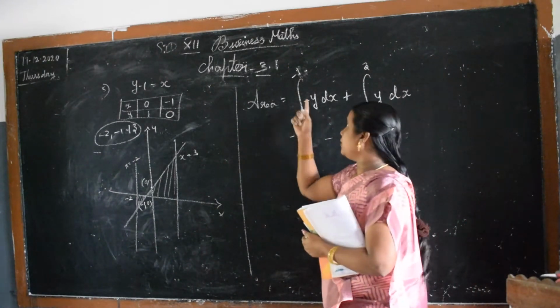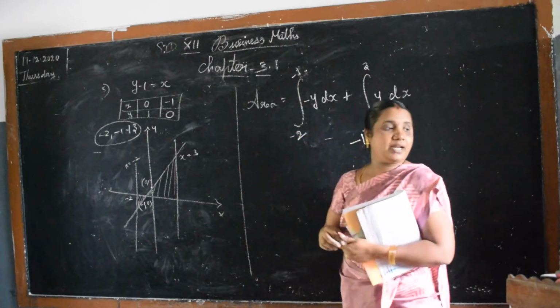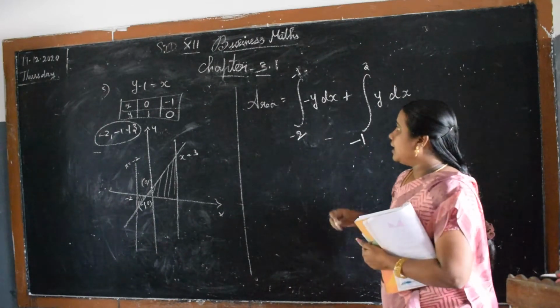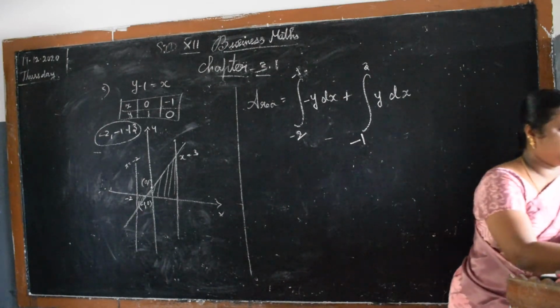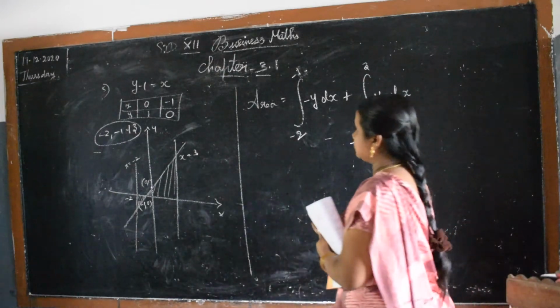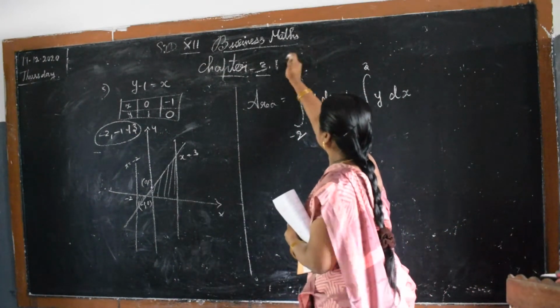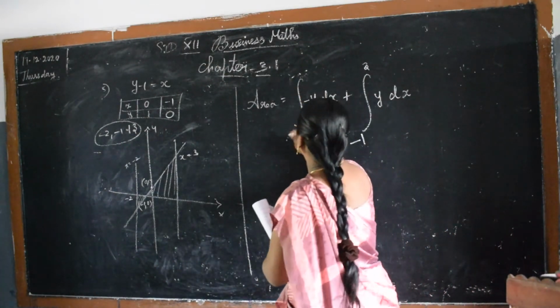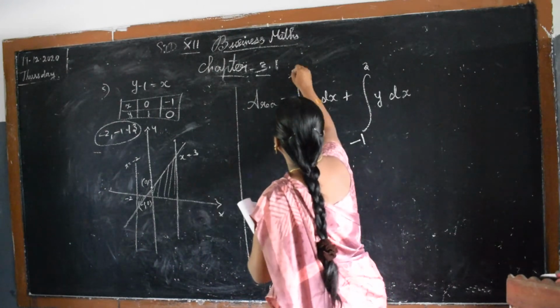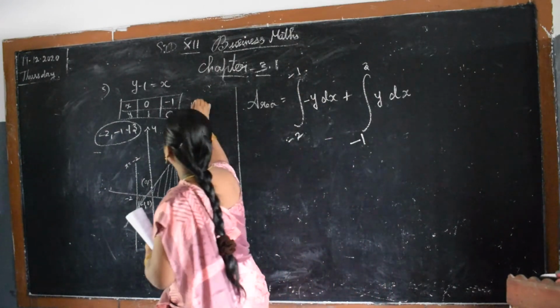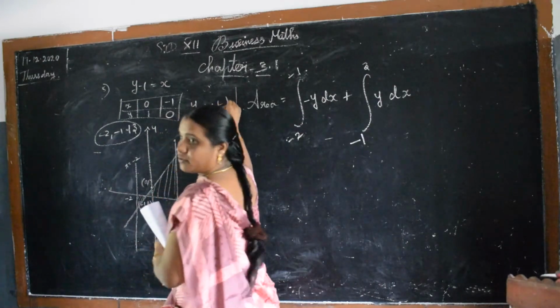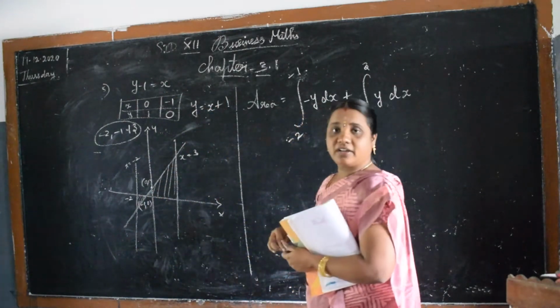Eppadi eliminate pannalam? You can interchange this upper limit and lower limit. Appo inga enna varum parunga? See here. Minus 2 to minus 1. What is the value of y here? Y is equal to x plus 1. Take this minus 1 to this side. Now enna varum? Plus 1.